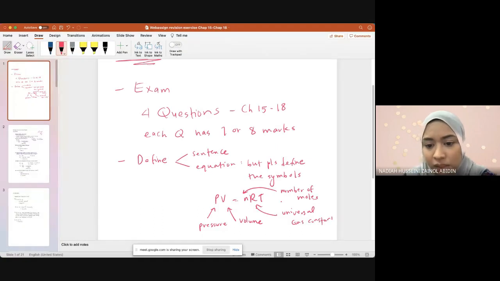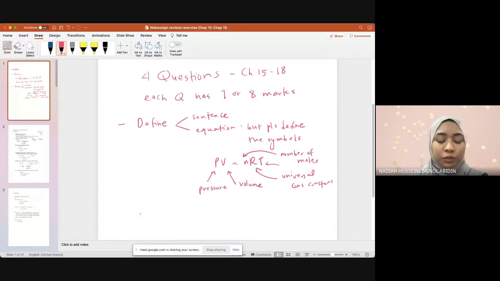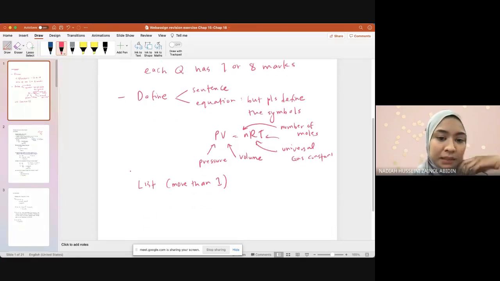And what is T? This is temperature in Kelvin. Remember, chapter 15, everything is in Kelvin. Okay, so that is your definition question. Sometimes they will ask you to list. It means more than one. Don't give just one. If you don't know, just try your best. This is an exam, so try your best to optimize your marks.